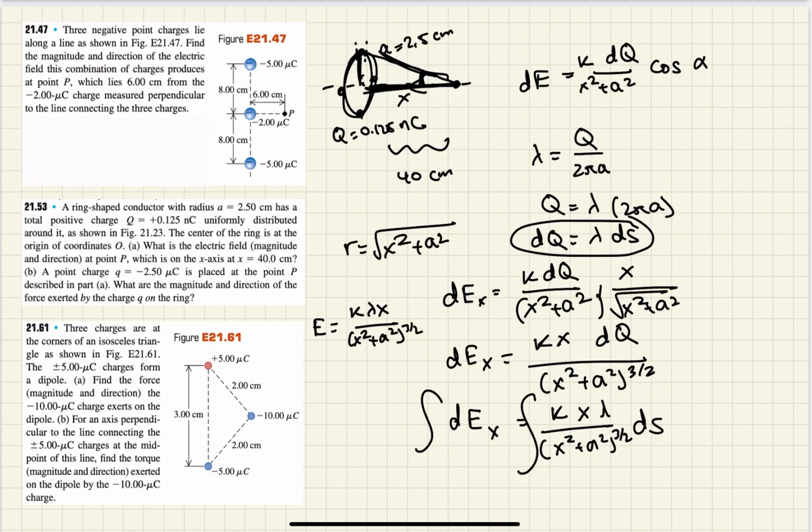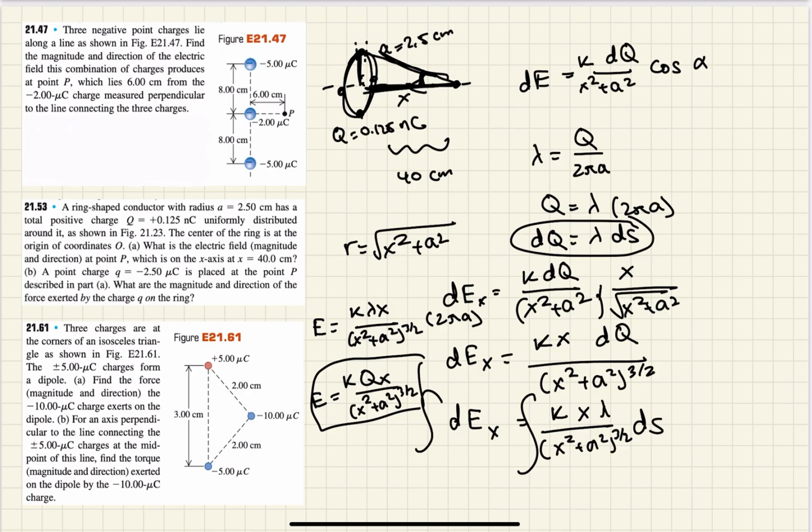You don't have to integrate all that, because none of these depend on s, actually. So you just take all those out of the integral. So this is all out of the integral, and just the integral of ds, which is just the entire circumference. So that's just going to be 2 pi a. And we know lambda times 2 pi a is q, and so the electric field is equal to k times qx over x squared plus a squared to the power of 3 halves. So that's our formula for the electric field of a ring. And so we can just plug in our values.